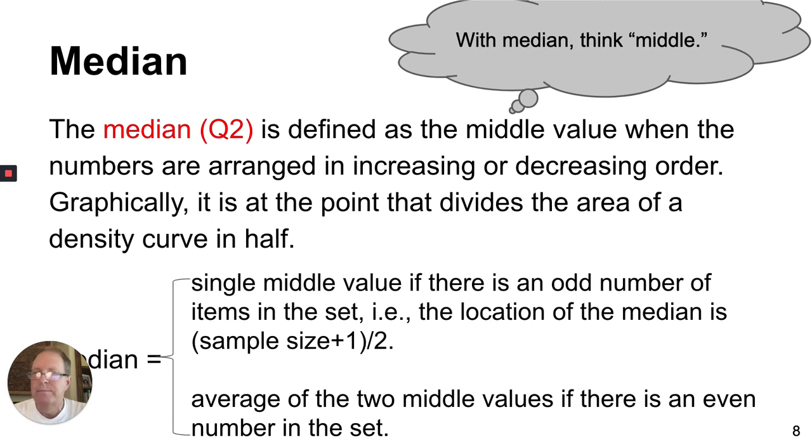A median. A median is defined as the middle value when the numbers are arranged in increasing or decreasing order. Graphically, it is the point that divides the area of the density curve in half. When you think median, think middle. We're trying to find the middle term. If there is an odd number of items in the set, it is the single middle value. If there's an even number of values in the set, it is the average of the 2 middle values.